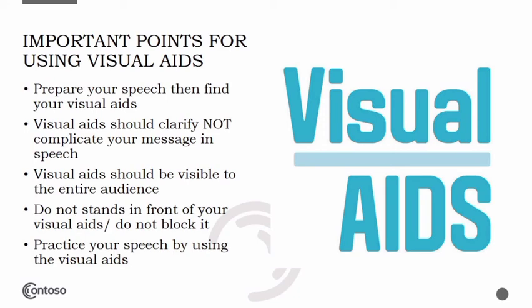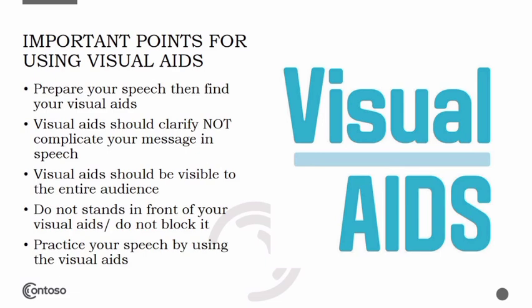Okay. Now the third one is visual aids should be visible to entire audience. If you are going to use visual aids during your speech, make sure that it is big enough or it can be seen well by the audience. And do not stand in front of your visual aids. Do not block it. When you are delivering the speech and using visual aids, do not stand in front of your visual aids. It will make the audience cannot see your visual aids well.